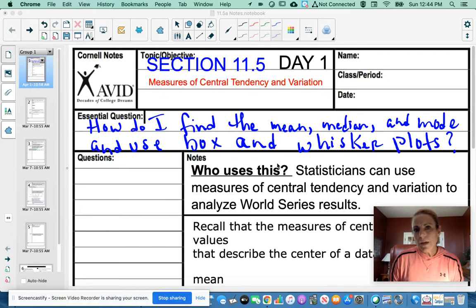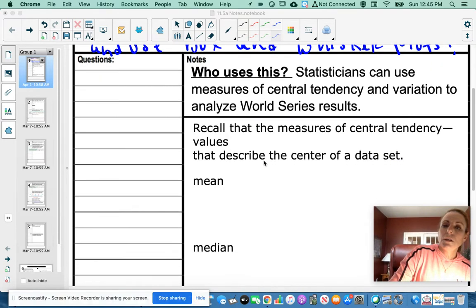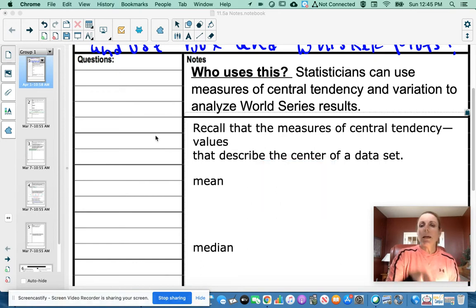Section 11.5, Day 1, Measures of Central Tendency and Variation. The essential question: how do I find the mean, median, and mode, and use box and whisker plots? Please write that down. Who uses this? Statisticians can use measures of central tendency and variation to analyze World Series results.